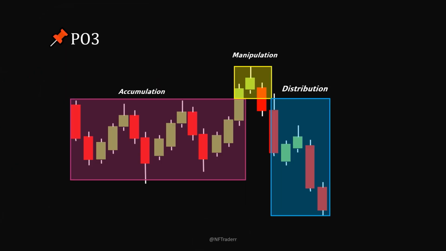So basically here we have accumulation, manipulation, and distribution. Keep in mind that this setup isn't limited to a specific time frame. You can use it on both lower and higher time frames. So let's go into the chart and look at a few examples of this.